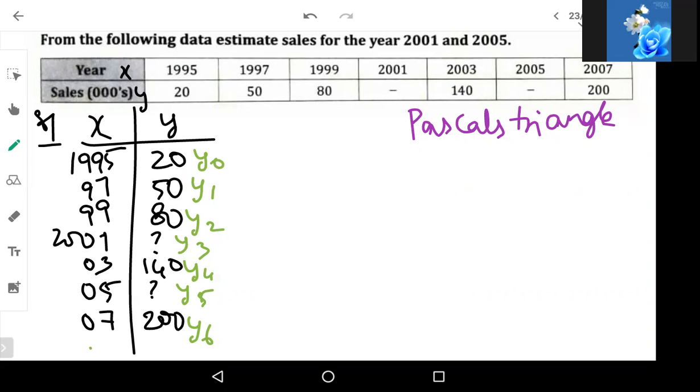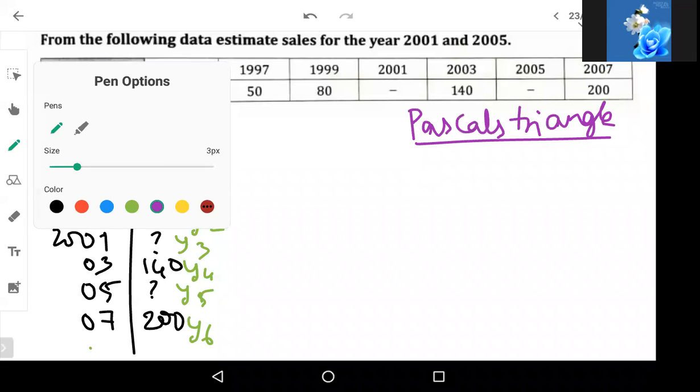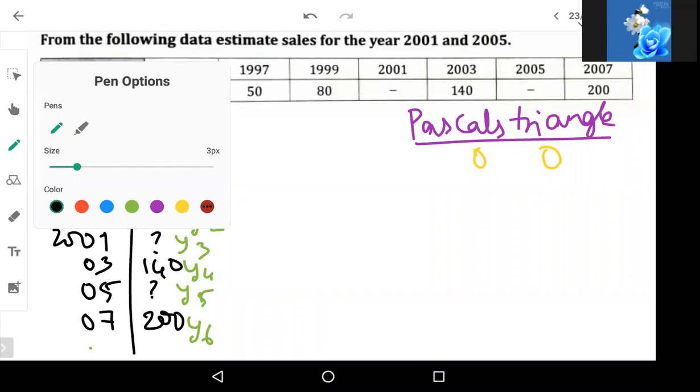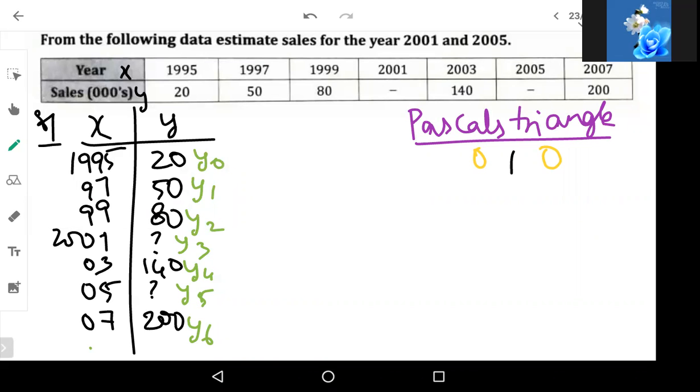Okay, Pascal's triangle. Let us start. The first two will be 0, and we are assuming two zeros. So 0 plus 1 is 1, 0 plus 1 is 1. Assume two zeros: 0 plus 1 is 1, then 2, then again 1. Assume two zeros: 1, 3, 3, 1. Assume two zeros on either side.